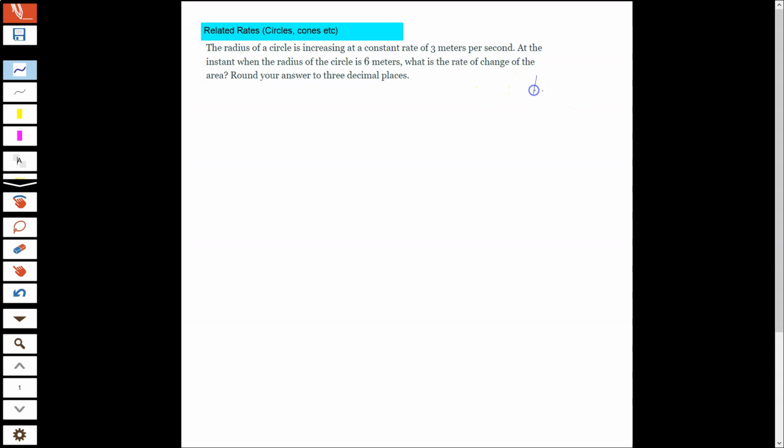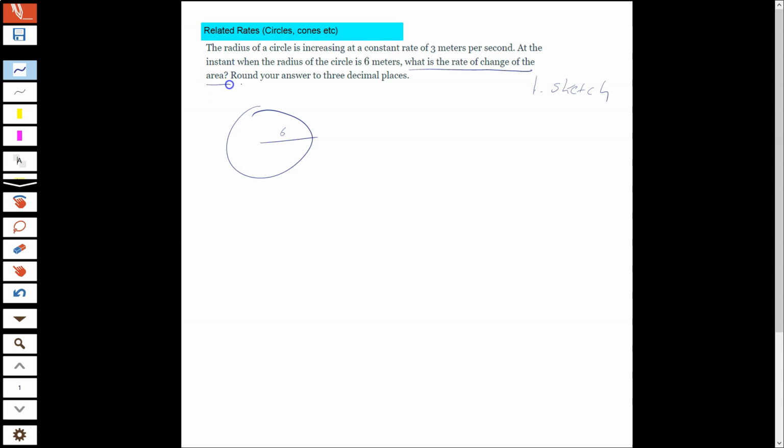Remember, our first step is going to be to sketch. And here we're talking about a circle, so I'll just draw a circle. We're talking about the radius of a circle. And we know that we're talking about the instant when the radius is 6 meters. We want the rate of change of the area.